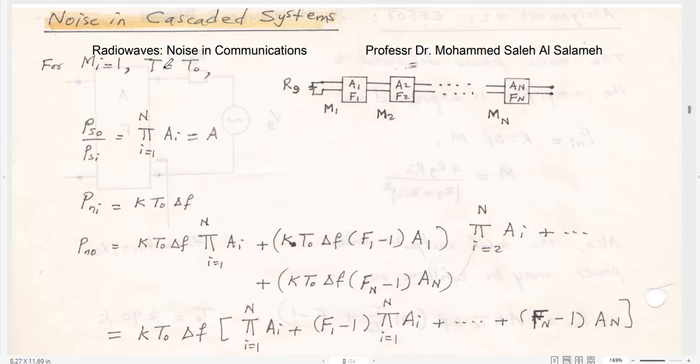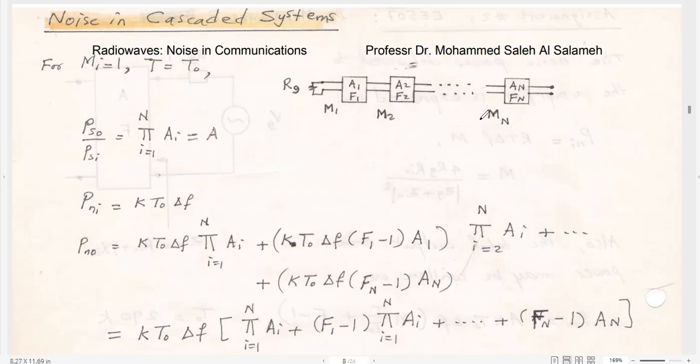Radio waves and noise in communication systems. Communication systems involve not only resistors and amplifiers and transmission nodes, they also involve a cascaded connection of networks or circuits or amplifiers. If we have amplifier 1 with noise figure F1, amplifier 2 with noise figure F2, and so on until we reach amplifier N with noise figure FN, connected in cascade, and there is a resistor here generating the noise.